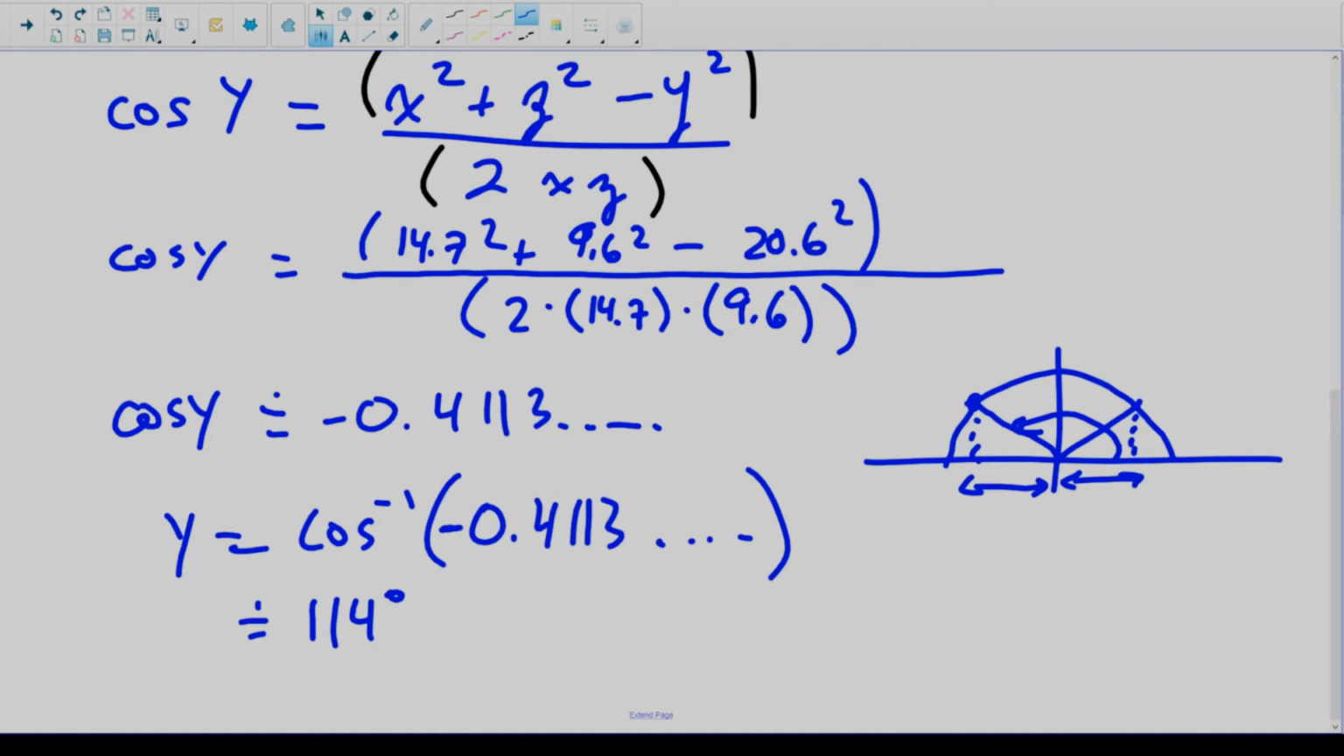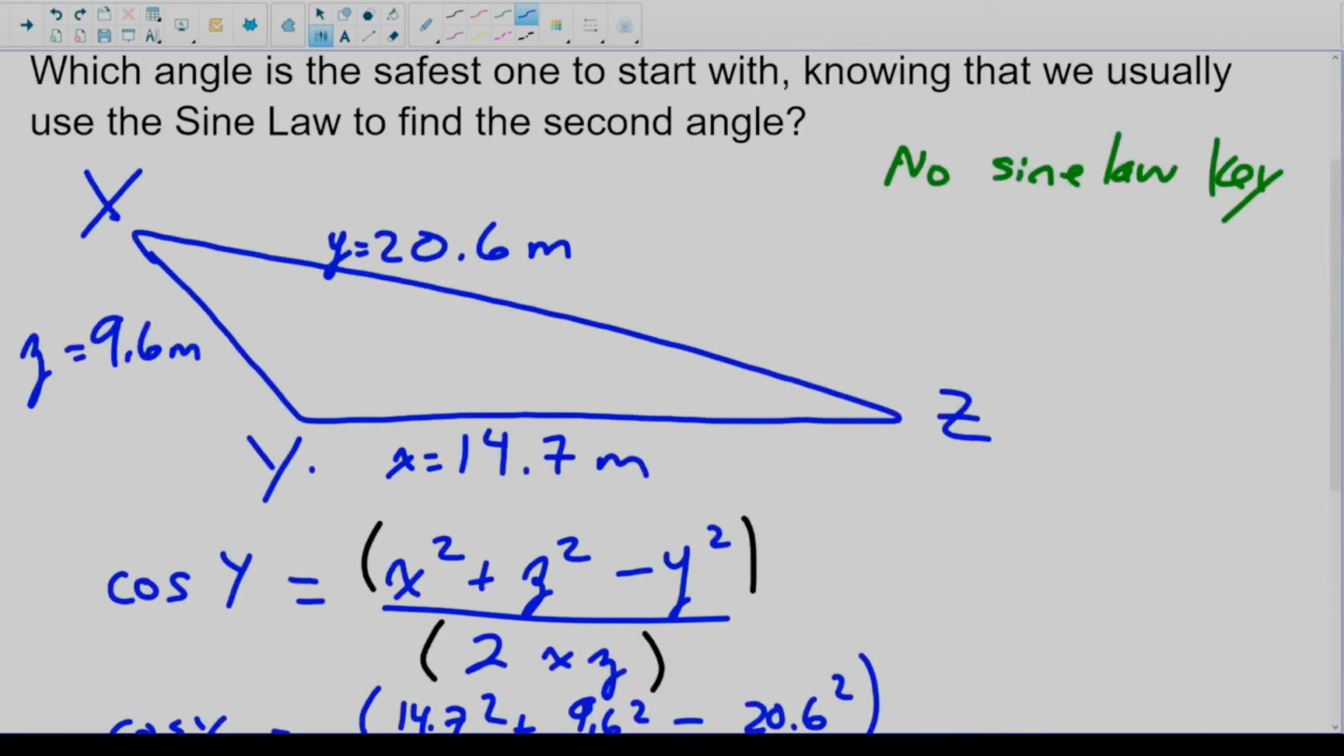The reason I'm talking about that, by the way, is because we're not technically done this question yet. We still have to find another angle. So you really shouldn't be rounding off until you're done everything. But because degrees are so tiny, the rounding isn't going to be that big of an issue. So we now know that our angle Y is 114 degrees.